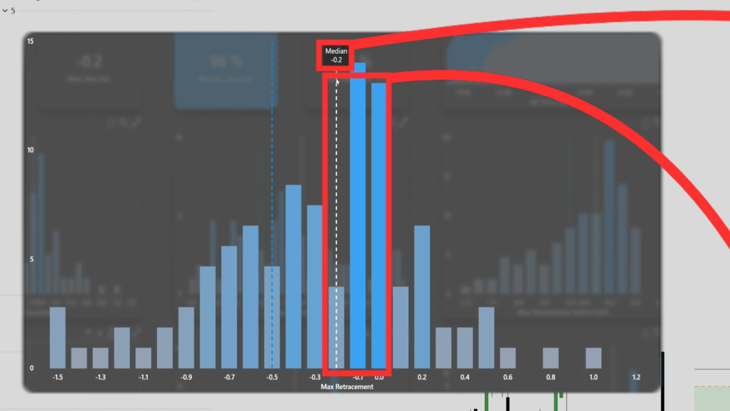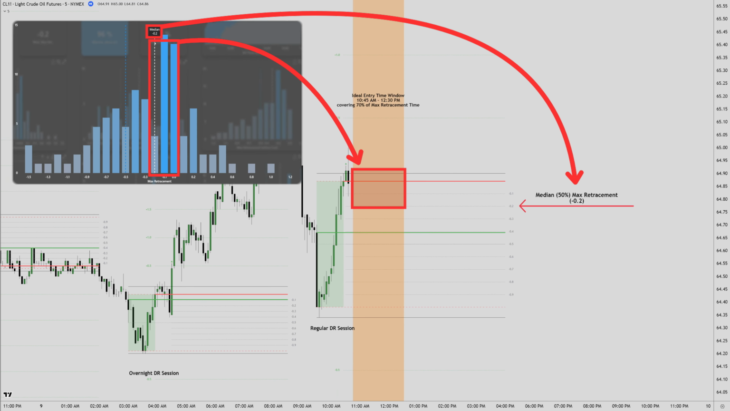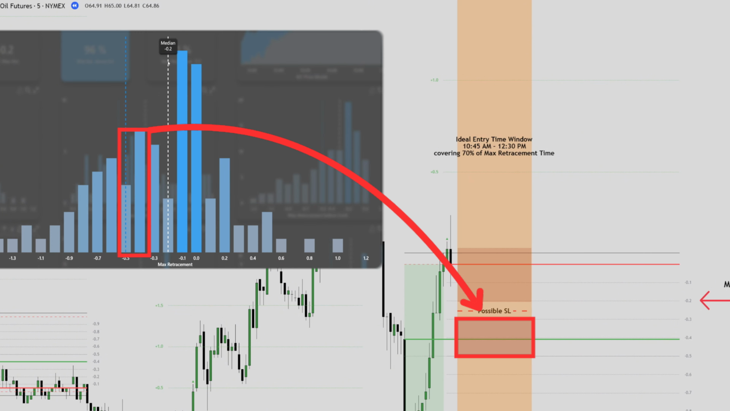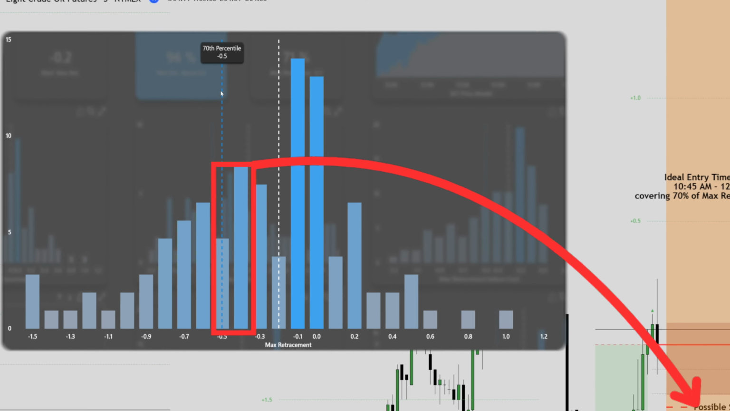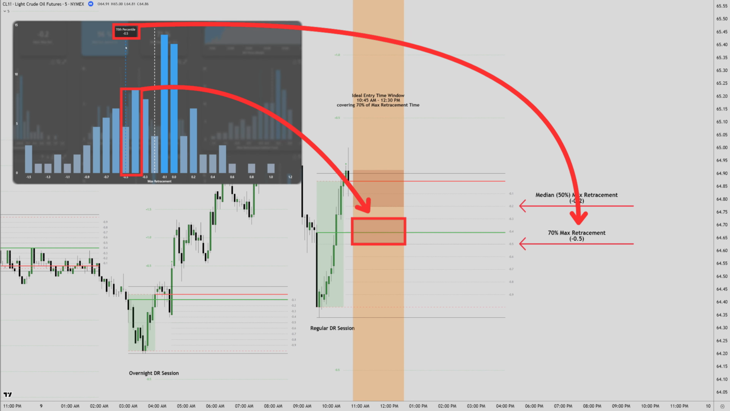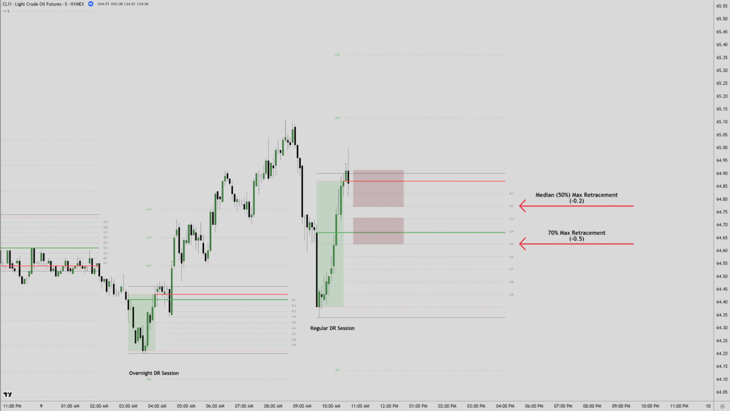The median max retracement, which marks 50%, sits at minus 0.2 and can be included into the first retracement area, as the stop loss placed below would cover the area where historically 50% retraced into. Since you would cover most of the 0.2 to 0.3 area with your stop loss for the first entry, the area for a potential second entry would therefore start from minus 0.31 up until minus 0.5. Minus 0.5 marks the 70th percentile. Your stop loss placed below would cover 70% of historical maximum retracements that happened under all these criteria.